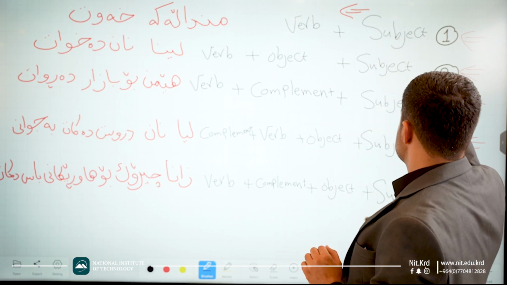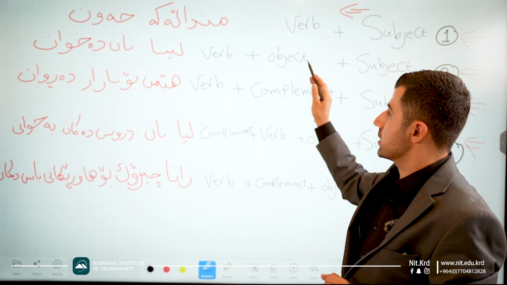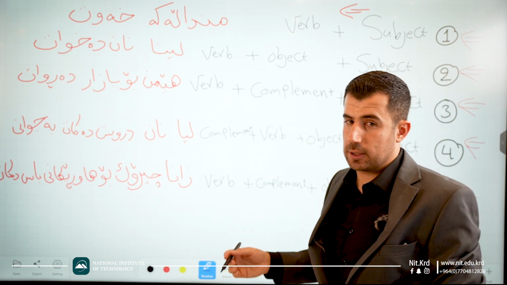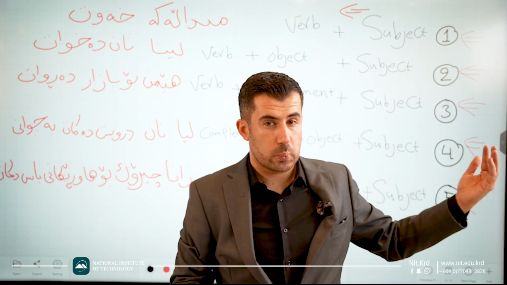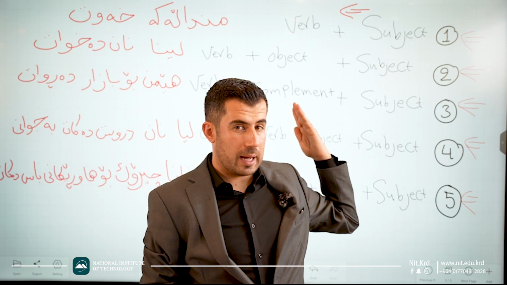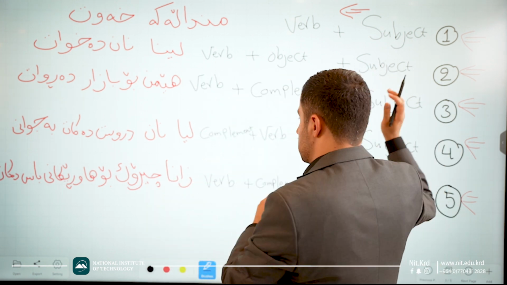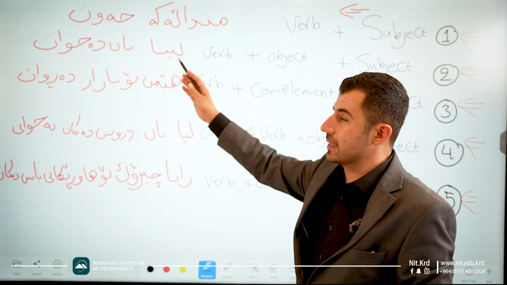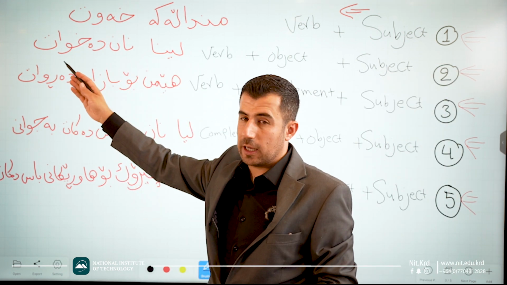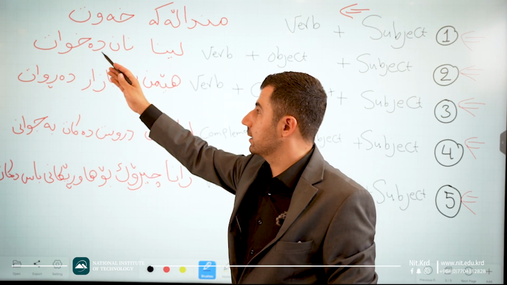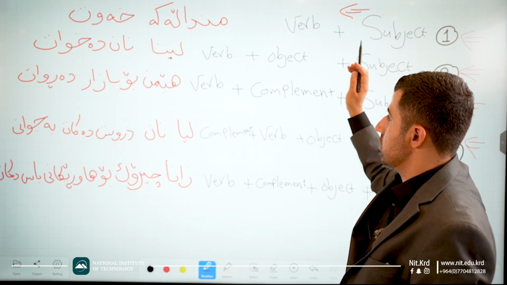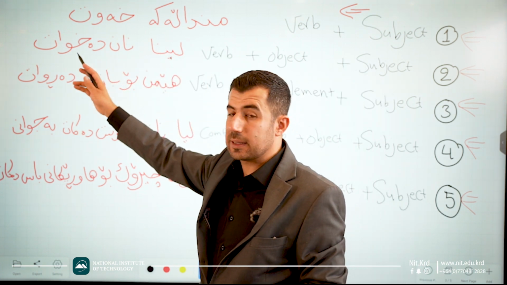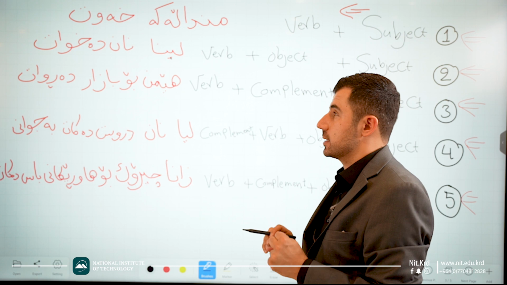Okay? The second one is subject plus object plus verb. Here is Kurdish direction. In Kurdish language, we start writing from right to left. Okay, this is right to left. Okay. Here the subject is lina, nan, dakhwa. Lina is for the subject, the object is nan, and the verb is dakhwat. Okay, that's the second one.